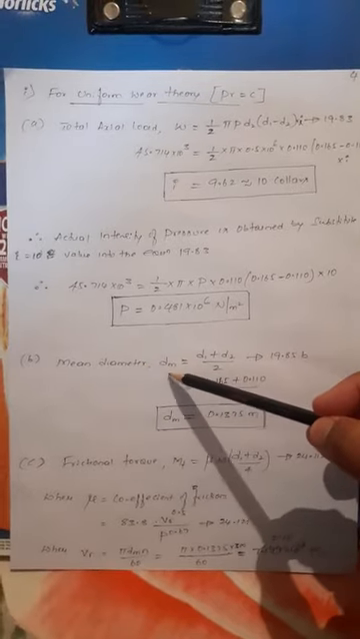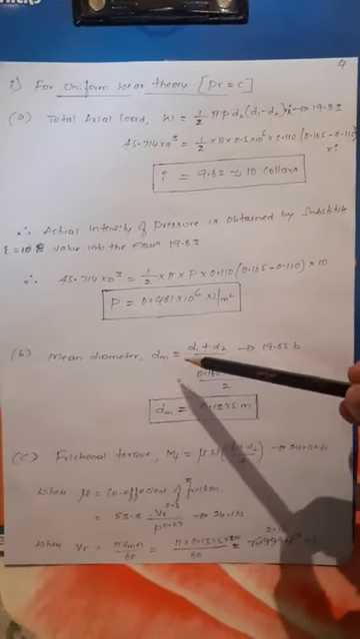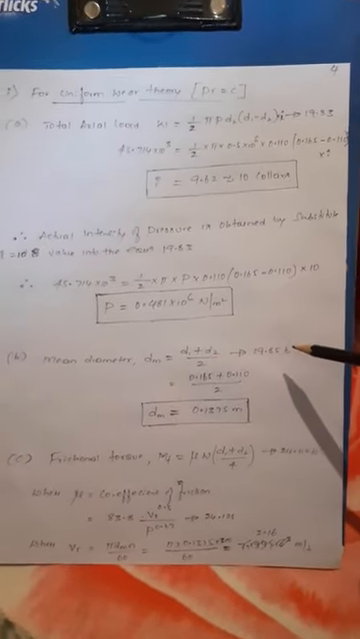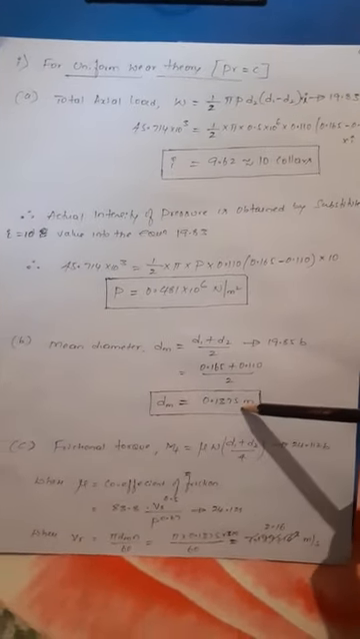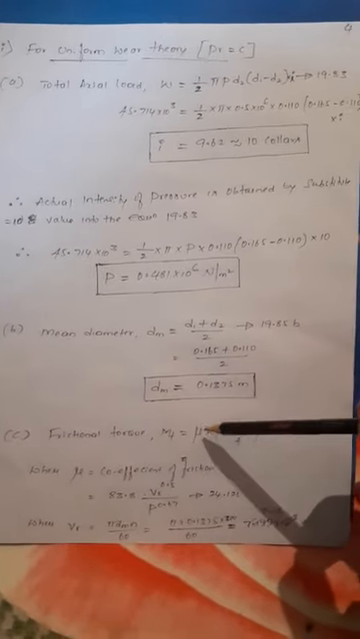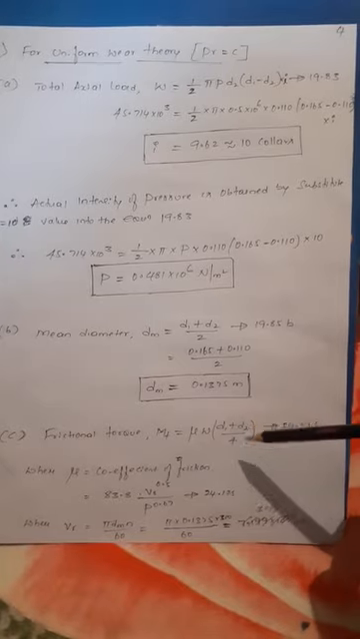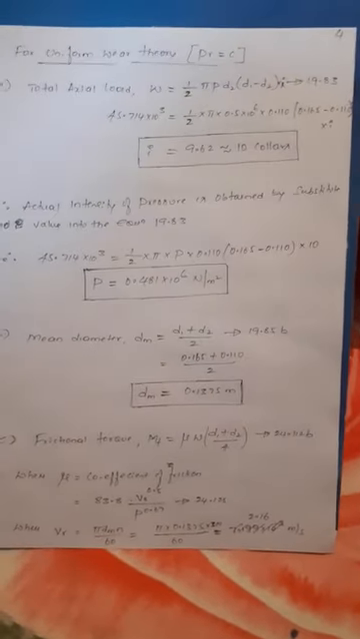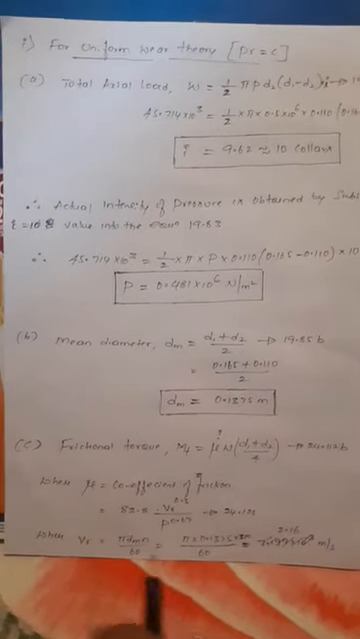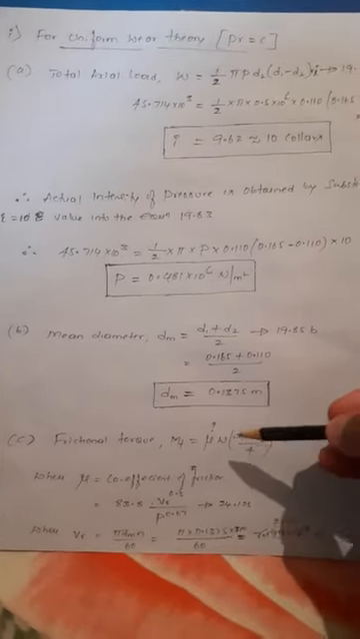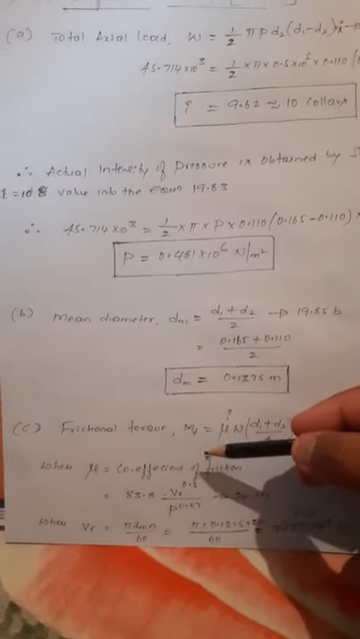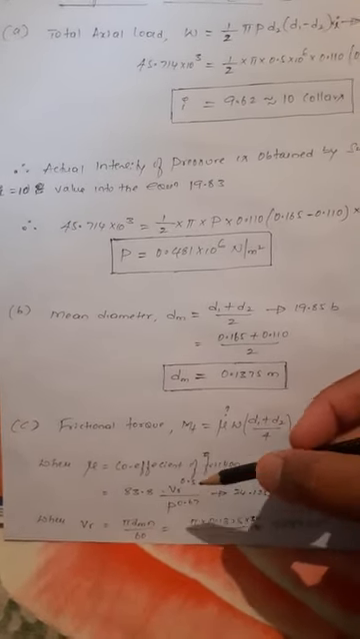Then the mean diameter. As you know, for uniform wear theory, this is the formula we use: dm is equal to (d1 plus d2) by 2, equation 19.85b, and substituting you'll get the mean diameter. Next, third one, frictional torque: Mt is equal to mu W (d1 plus d2) by 4, equation 24.112. Here the unknown is mu, right? Now how do you calculate mu? The coefficient of friction formula is 24.125: 83.8 Vr to the power of 0.5 divided by P to the power of 0.67.